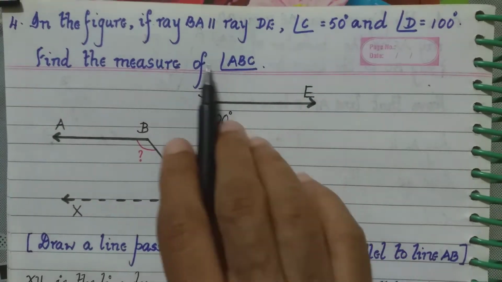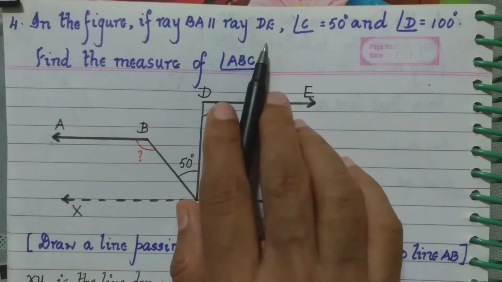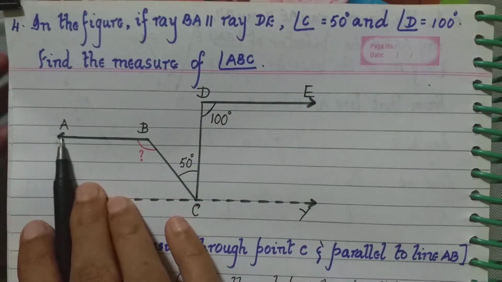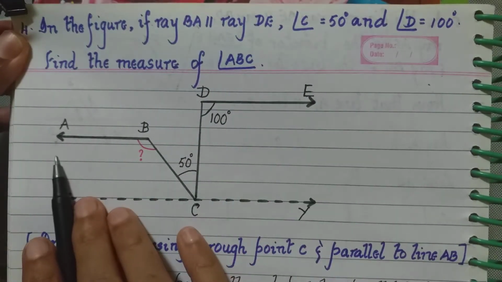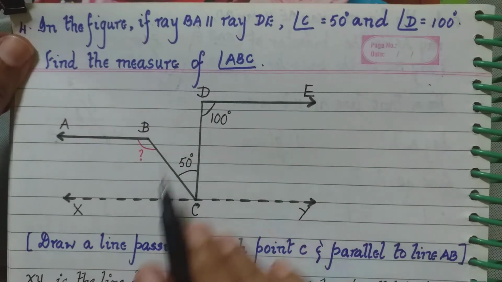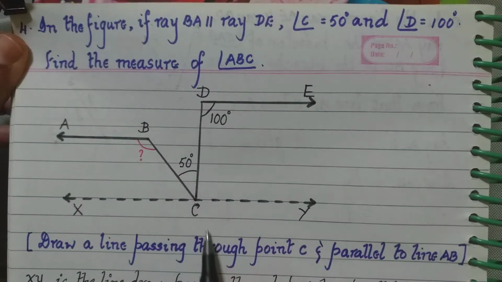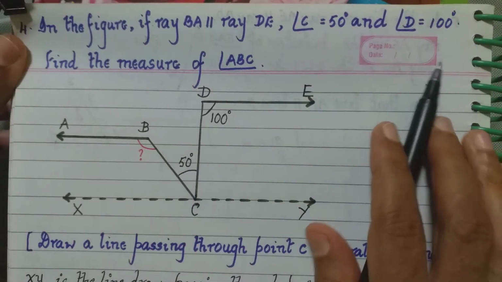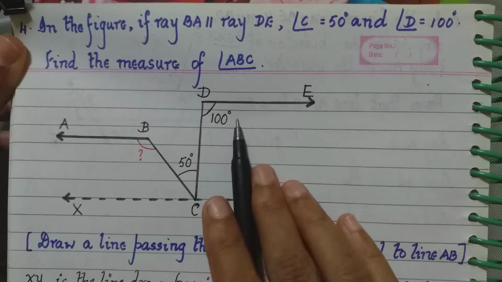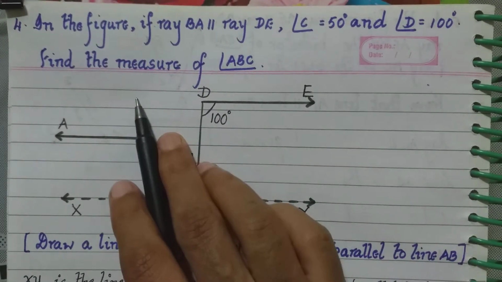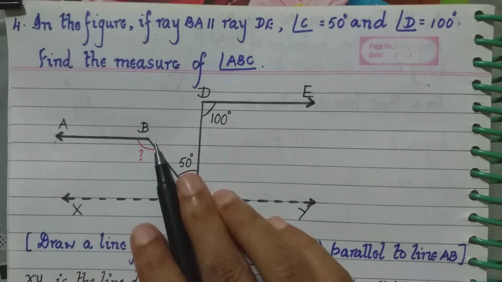Let us look at the figure. They have given here ray BA parallel to ray DE. So BA is here, DE is here. So this ray BA is parallel to ray DE. Also they have given angle C equal to 50 degrees. So you see here this is 50 degrees. Angle D is 100 degrees, that is this angle D. Okay, find the measure of angle ABC.